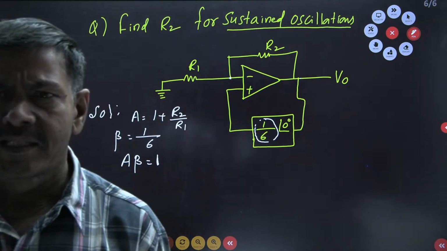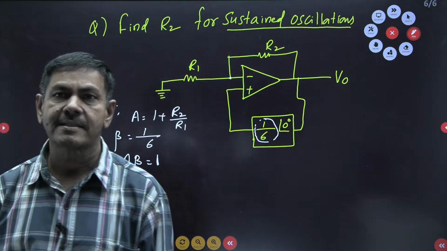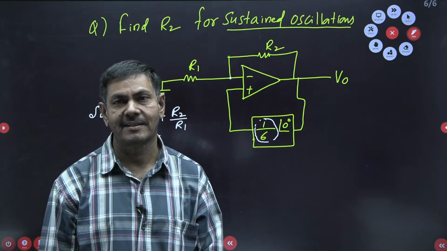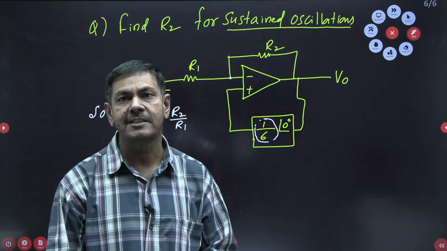Value not given, sir. R1 value is not given, sir. Yes. Final answer you will get R2 in terms of R1 only now. That's one of the GATE questions only. The answer comes in terms of R1.